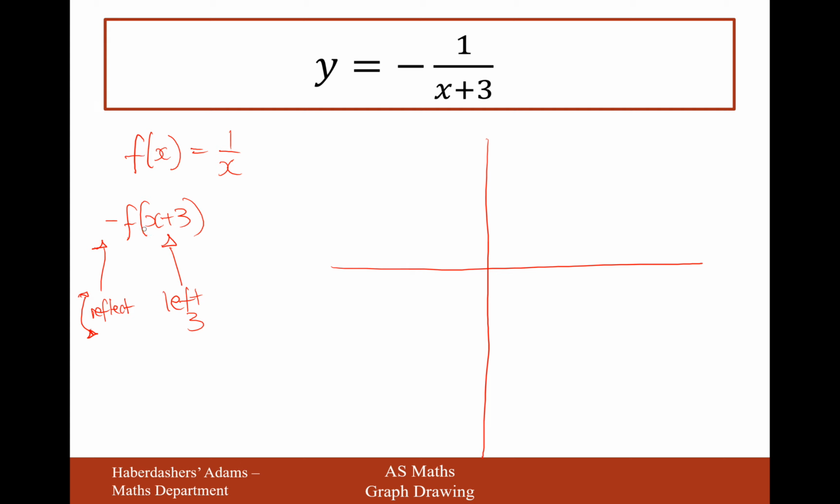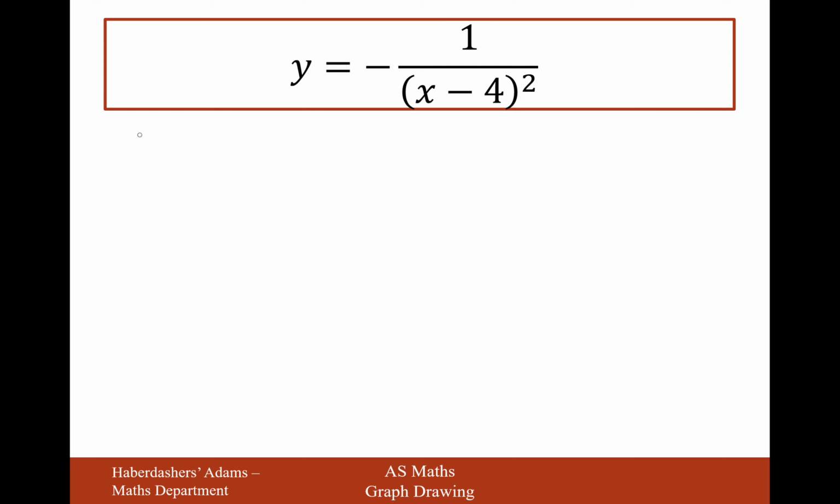Let's first move it left by 3, so that would be the asymptote move left by 3 to minus 3, and then we'll reflect it up to down. Now it would be in the top right and the bottom left, but once we've reflected it up to down and down to up, it's going to be in the bottom right quadrant there and the top left quadrant there. So this is the answer to this question.